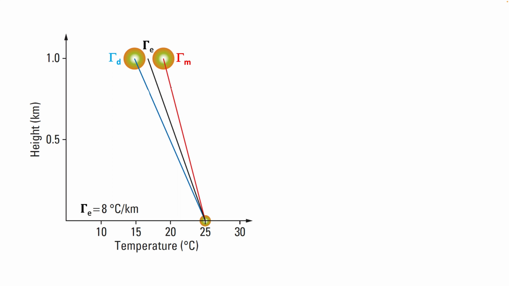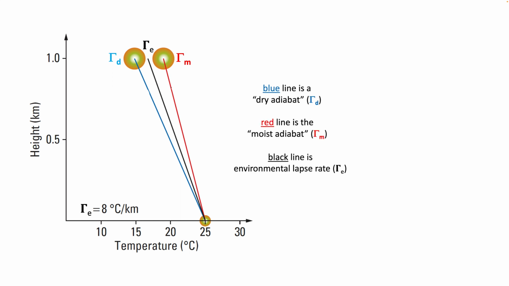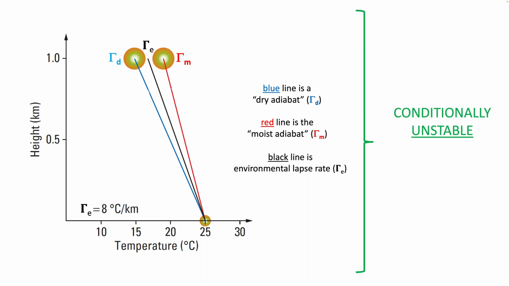Well, it turns out the stability of the atmosphere is a little bit of both. So let's take a look and see what happens. Our blue line is our dry adiabat, our red line is our moist adiabat, and our black line in this case is an environmental lapse rate of 8 degrees Celsius per kilometer. We refer to this condition, where the environmental lapse rate is somewhere between the moist and the dry rates, as the atmosphere being conditionally unstable.